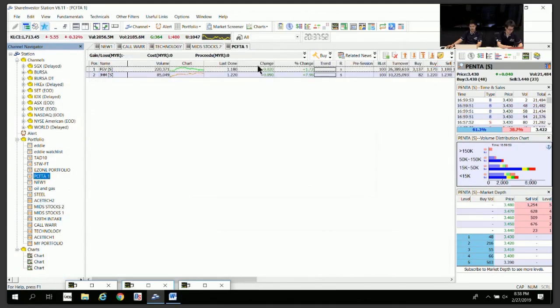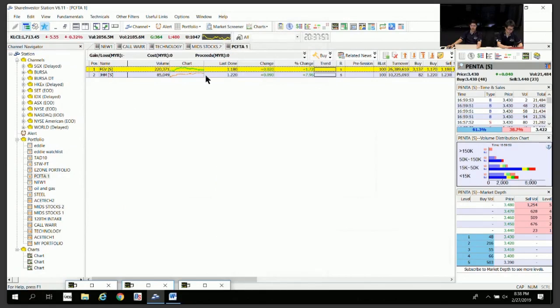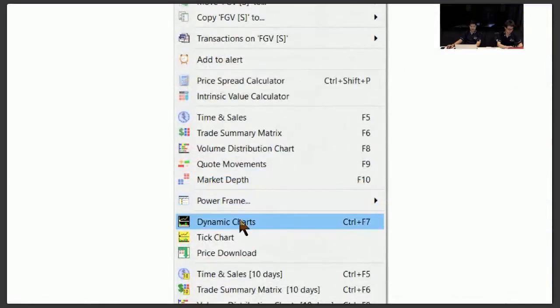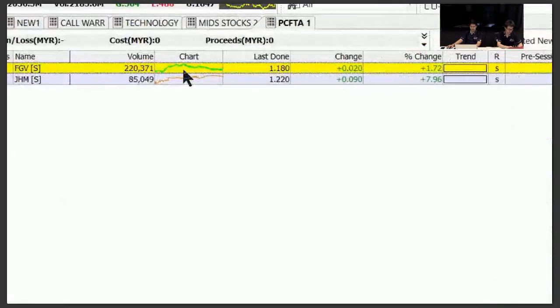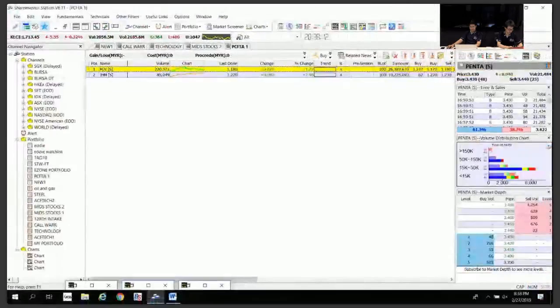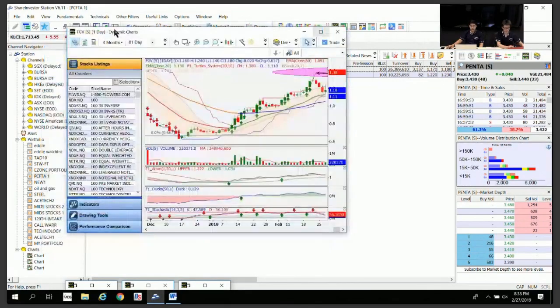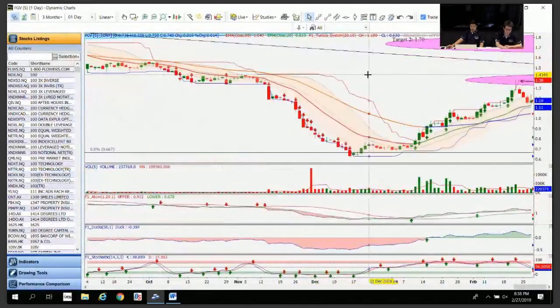Okay. So now let's go back to our PCFTA one. Let's say I want to open a chart. You can right click and select dynamic charts. The second way to open a chart is to click on this line chart area and the chart column over here. So first you see this will be your chart. I maximize FGV. Okay. So you can see this is the chart.